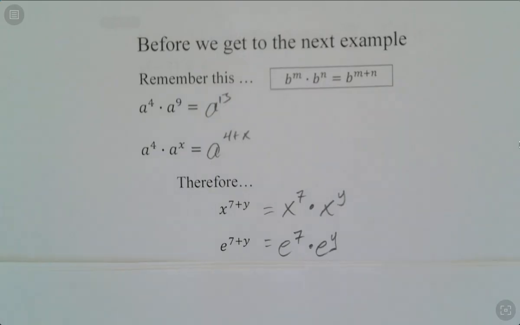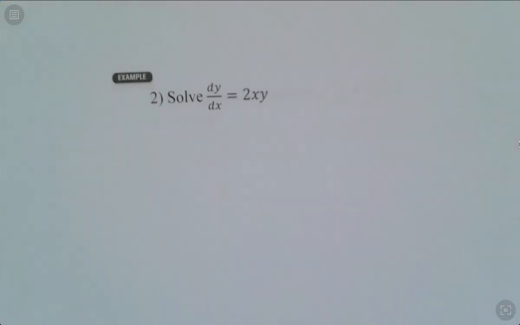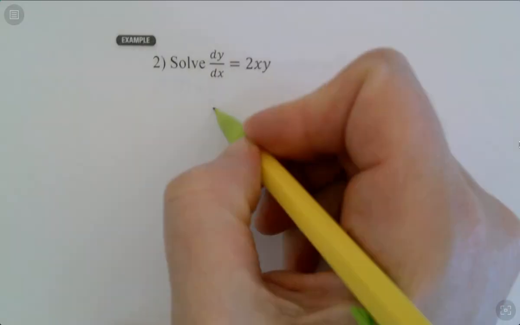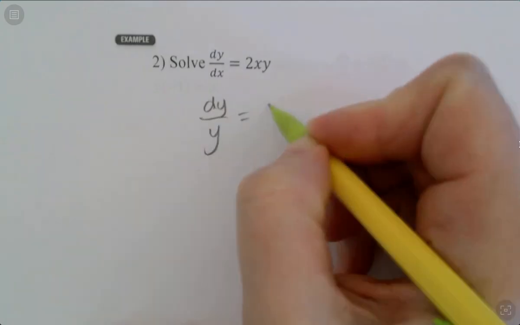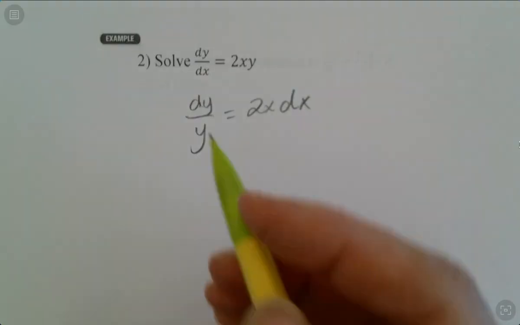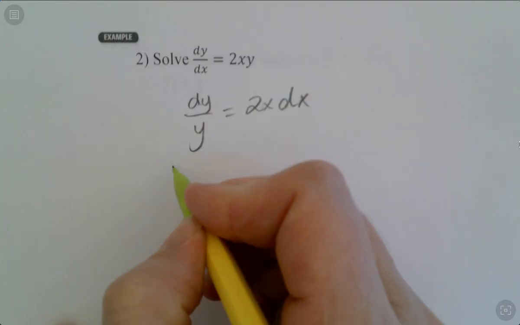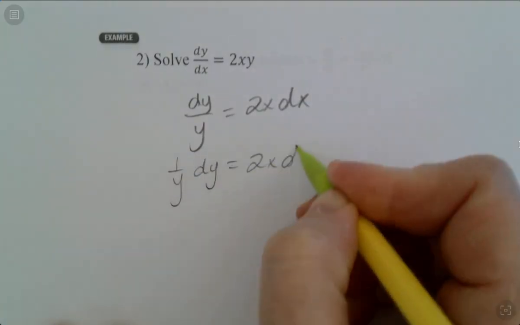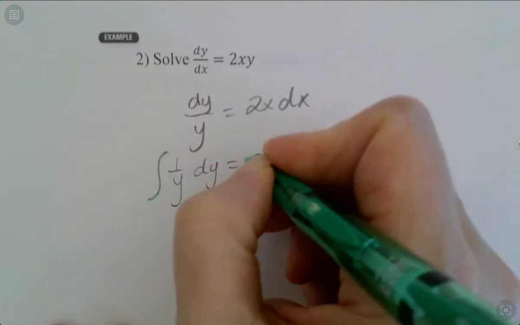All right, so that's going to come into play in this next example here. I'll give you a chance to write it down. I'll walk you through it. We, again, want to separate. So we want x's on one side, y's on the other. So dy over y equals 2x dx. Now, I'm going to pull that y off to the side and call that 1 over y dy equals 2x dx. And we're going to integrate both sides.